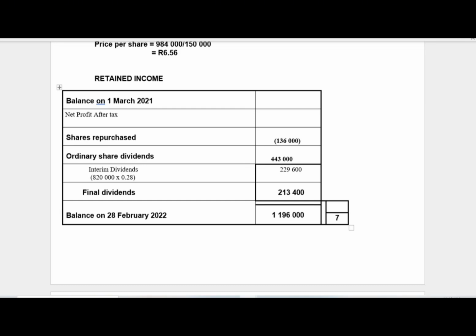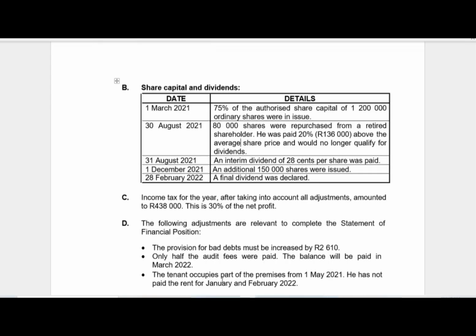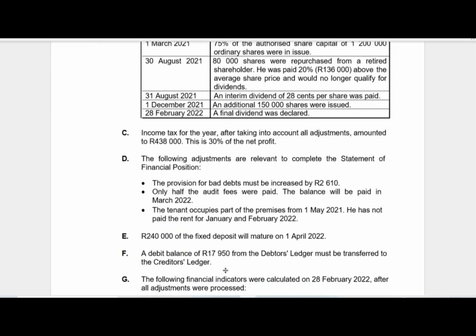So you see, and then now when it comes to the net profit, let's go and see how we are going to get net profit after tax. Net profit after tax, okay? So if you check transaction C, they say income tax for the year after taking into account all adjustments amounts to 438,000. All right. So now it means we have to calculate what?